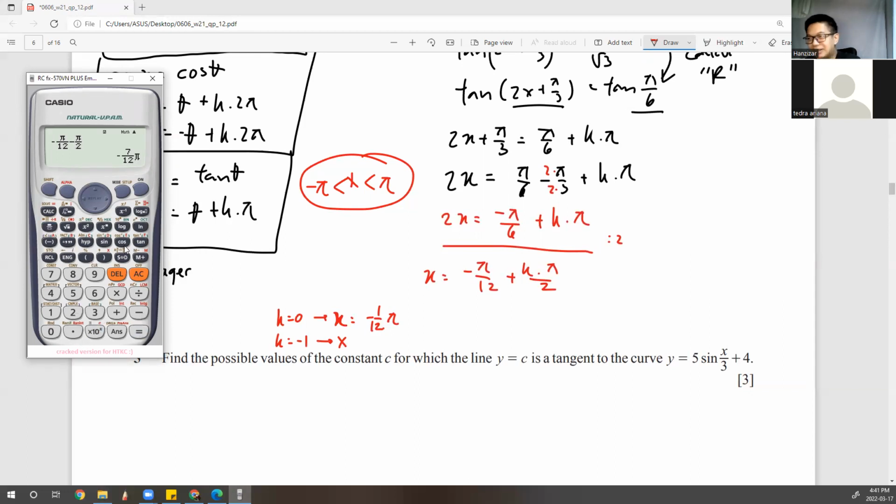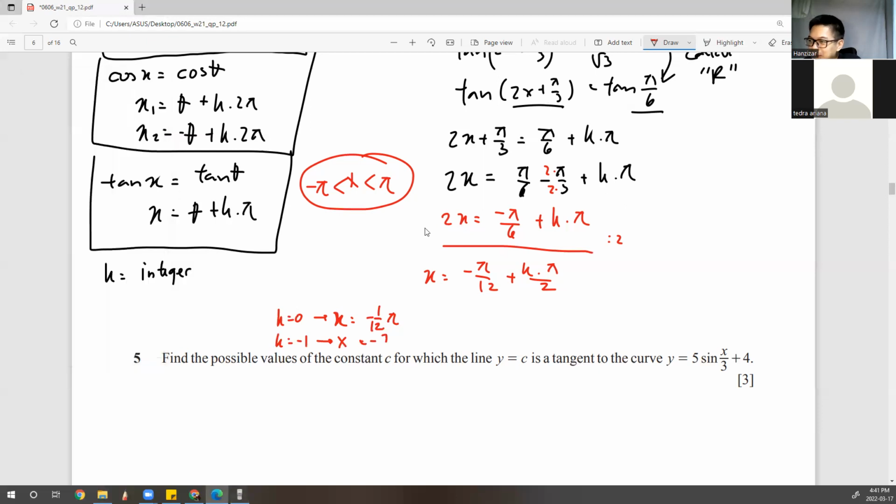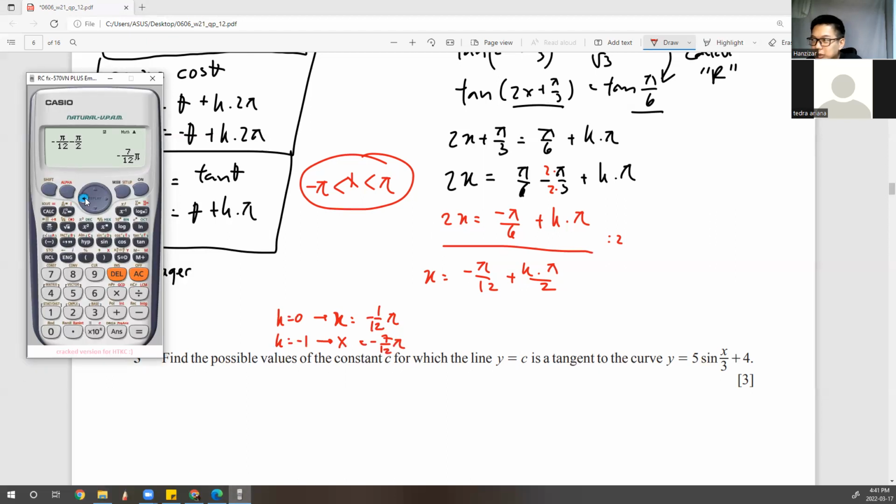It's still on the range. See, negative 7 over 12 pi. That's still in between, right? How about if I change this by 2? Negative 2 more, right? So it cannot be like that. And then you change the k as 1, right? So you plus, I just change the k as 1. It's still in the range.